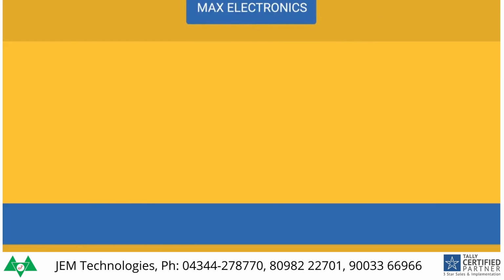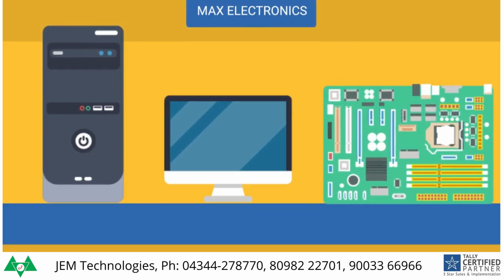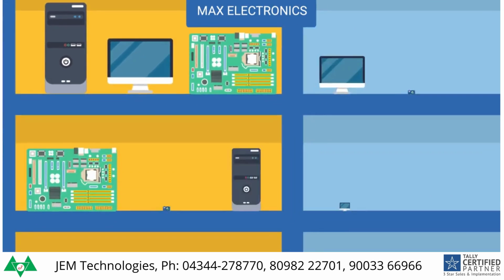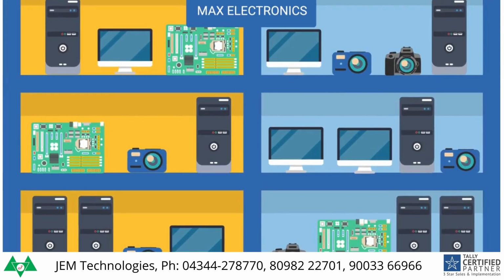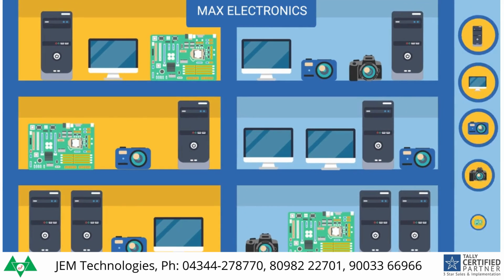Max Electronics is a trading business majorly selling computer parts. They also sell different types of digital cameras. Many times, they want to know how many total computer parts are in stock and how many total digital cameras are in stock. They may also want to know that within computer parts, how many monitors are available, how many processors are available, etc. In TallyPrime, this can be easily achieved by creating stock groups and stock items.